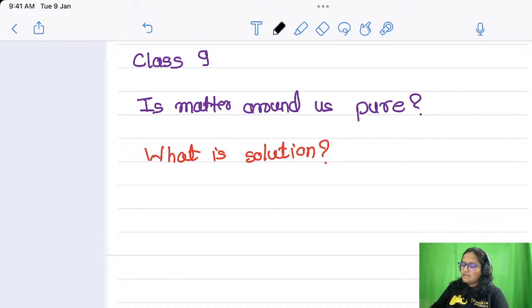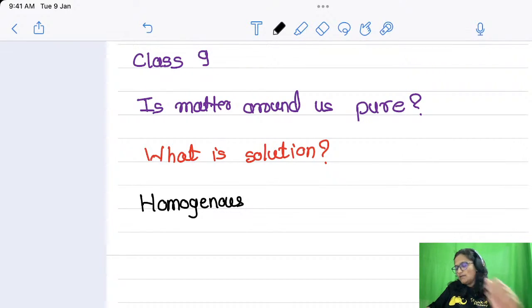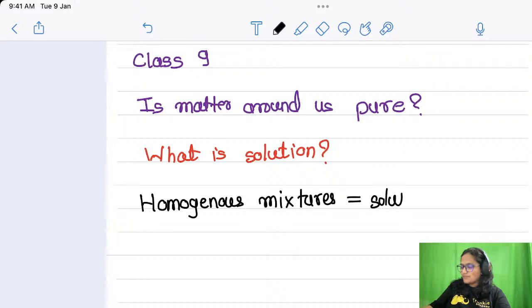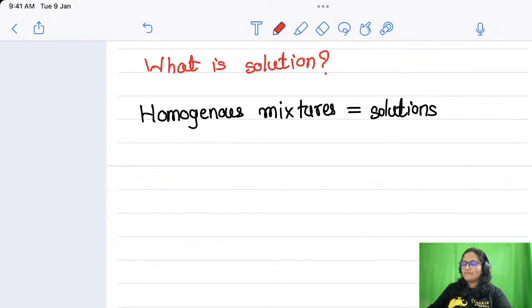Do you remember, in the last class I told you about the homogeneous mixture. In the last class we discussed the mixtures. There are two types of mixtures, homogeneous and heterogeneous mixtures. The homogeneous mixtures are also called solutions, right? Okay, now first of all we are going to discuss the classification of solutions.